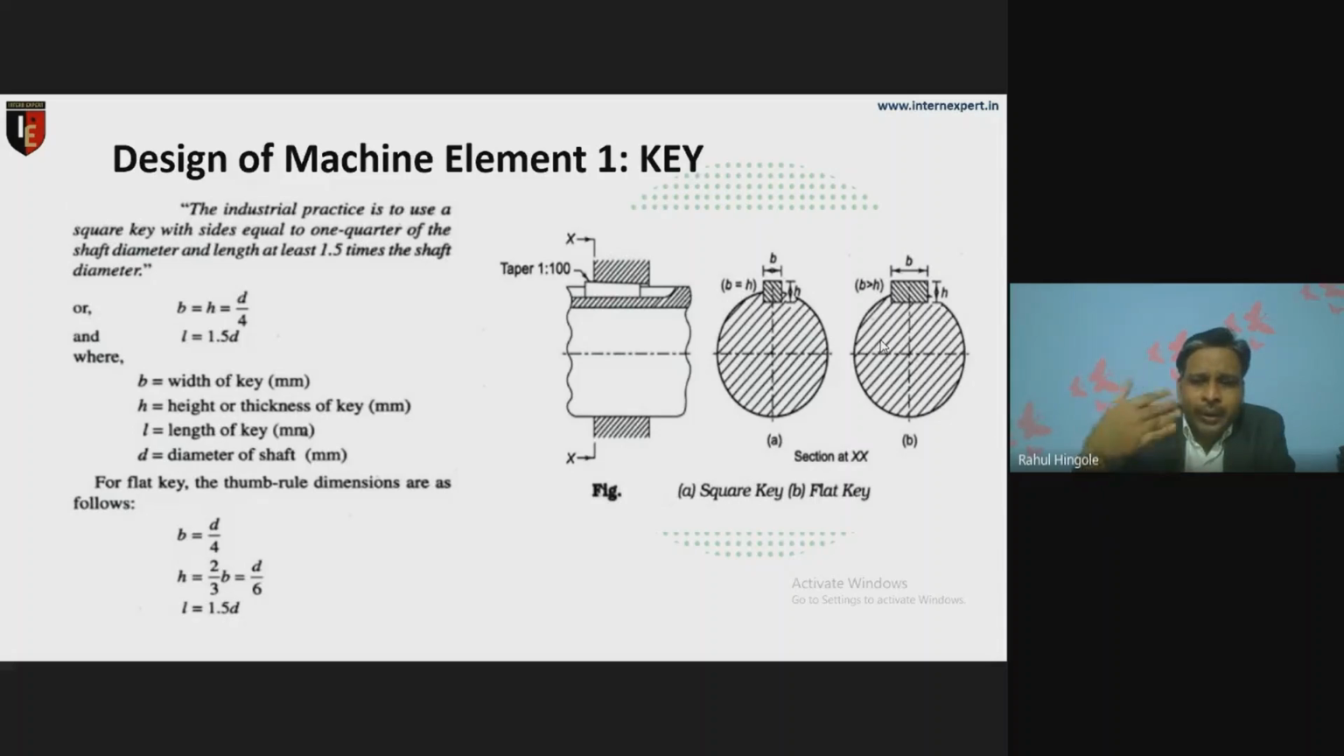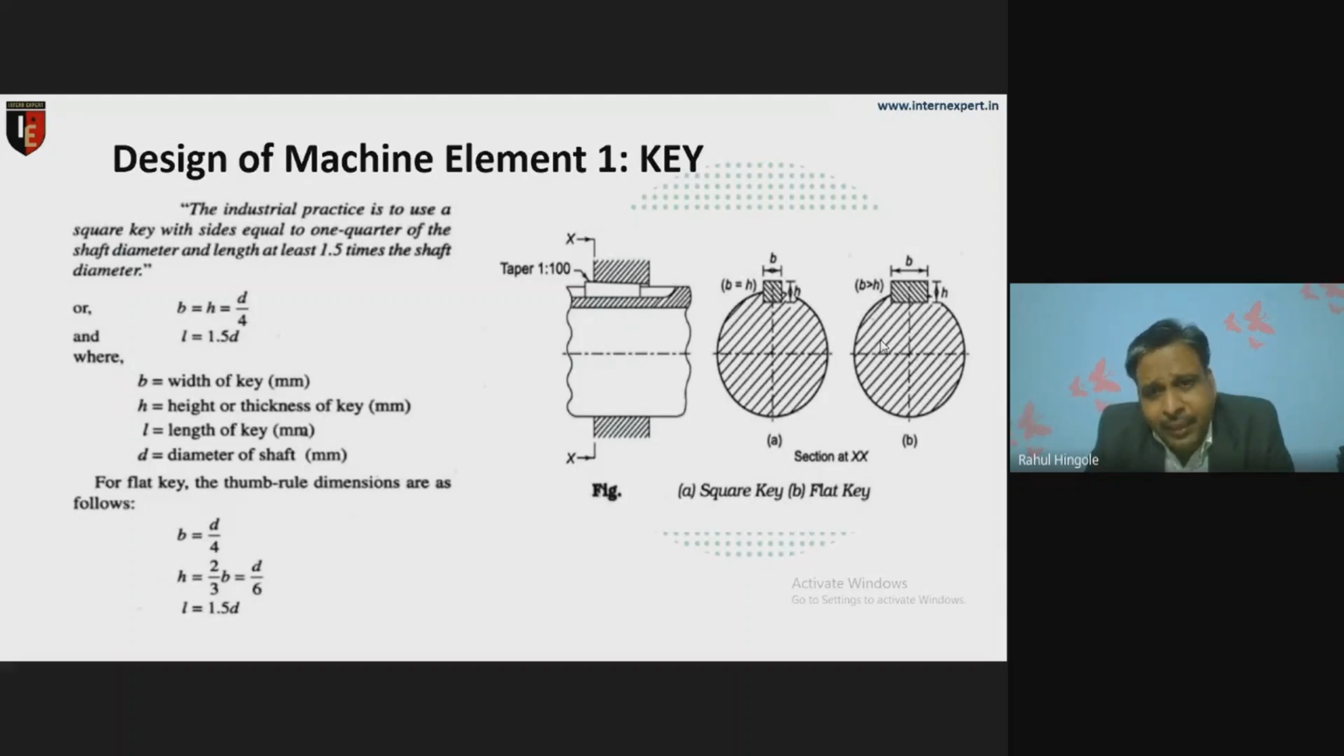So what exactly happened in the design? What do we have to do in the design? Here they mentioned the industrial practice is to use the square key with the sides equal to 1/4 of the shaft diameter and length at least 1.5 times the shaft diameter. Everything in this problem is defined in terms of the diameter d of the shaft.